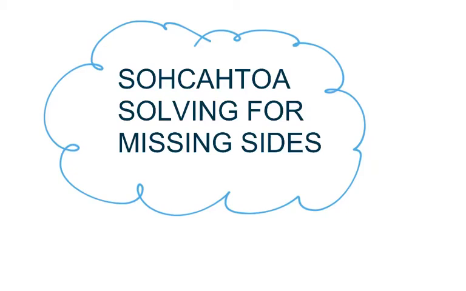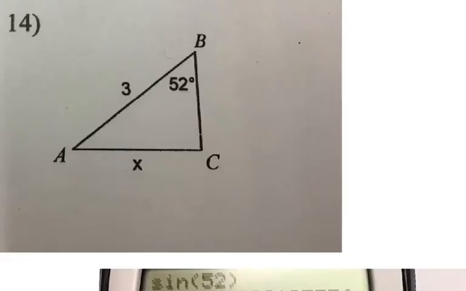Okay, everyone, so far with SOHCAHTOA, we've been finding missing angles. Now, we're actually going to use it to find a missing side of a given right triangle. Let's get started. So look at number 14 here, and let's just follow our basic steps.